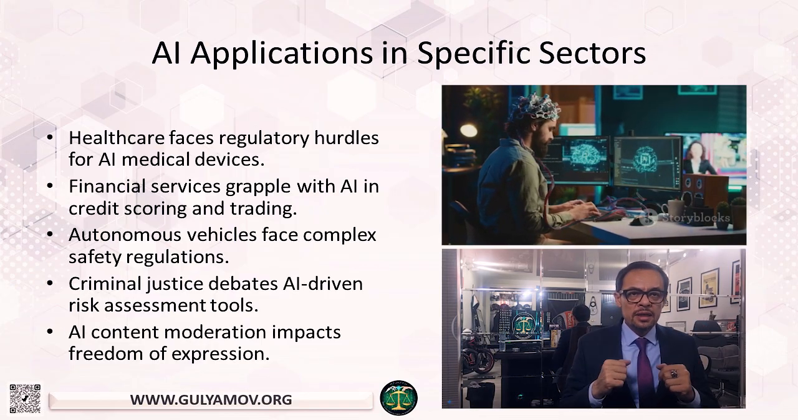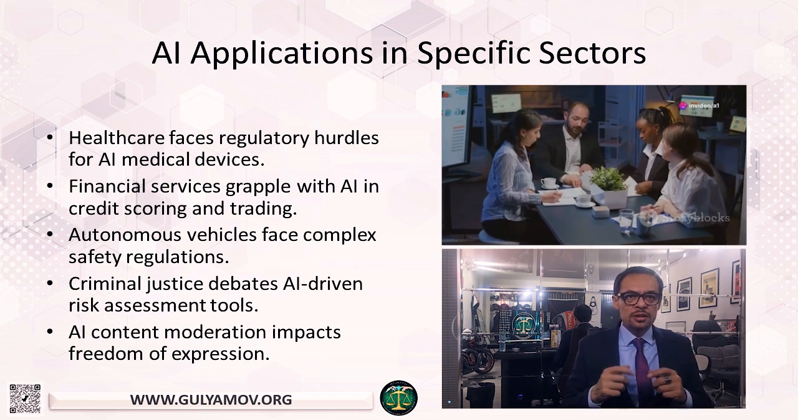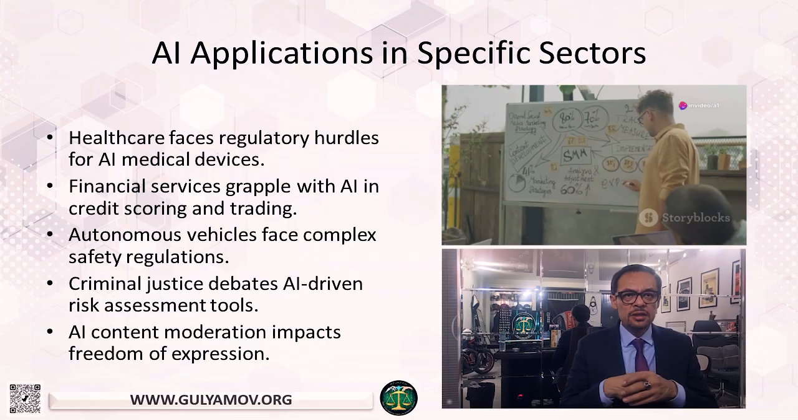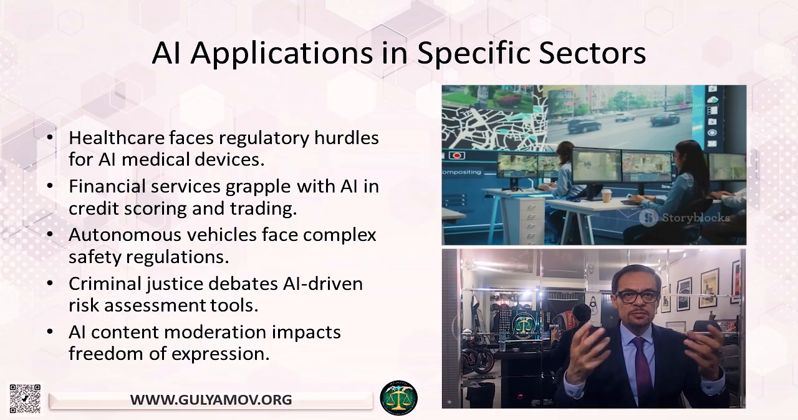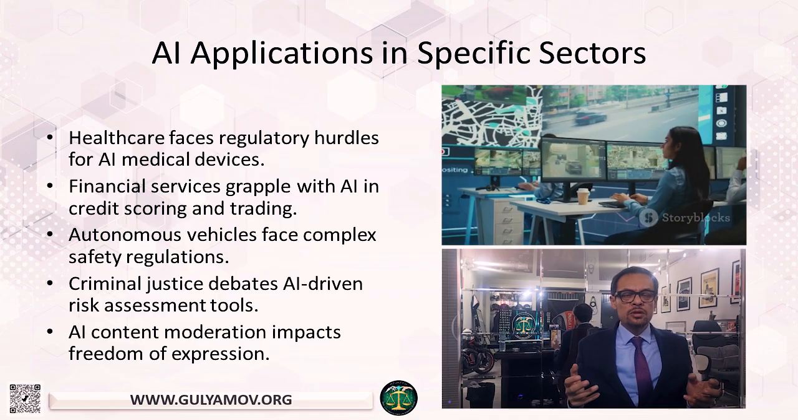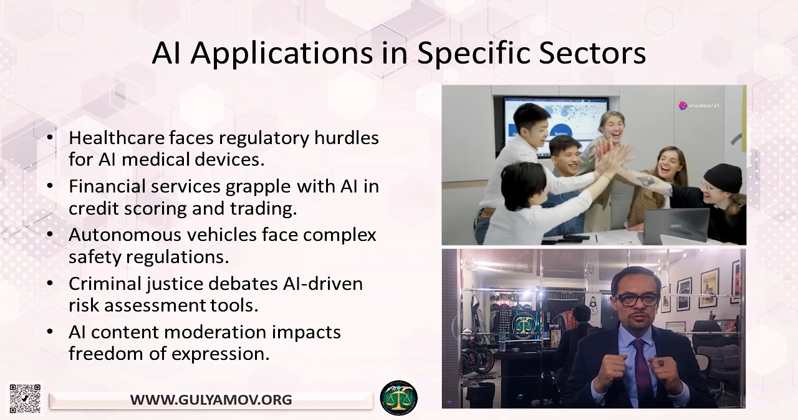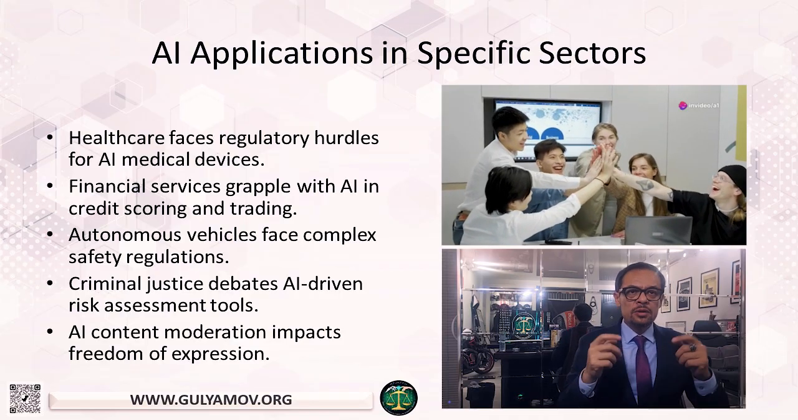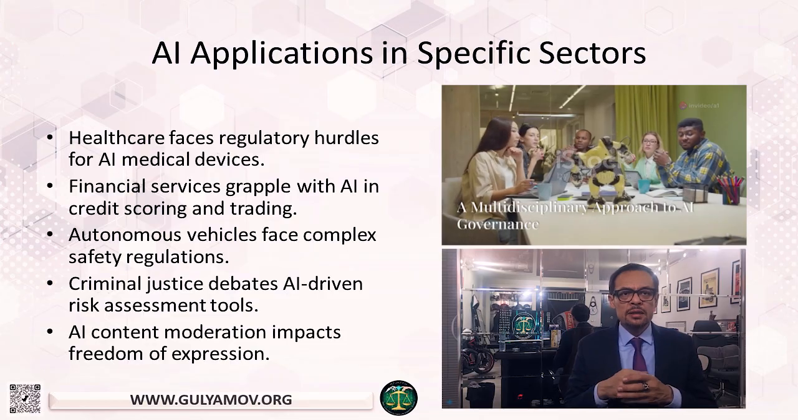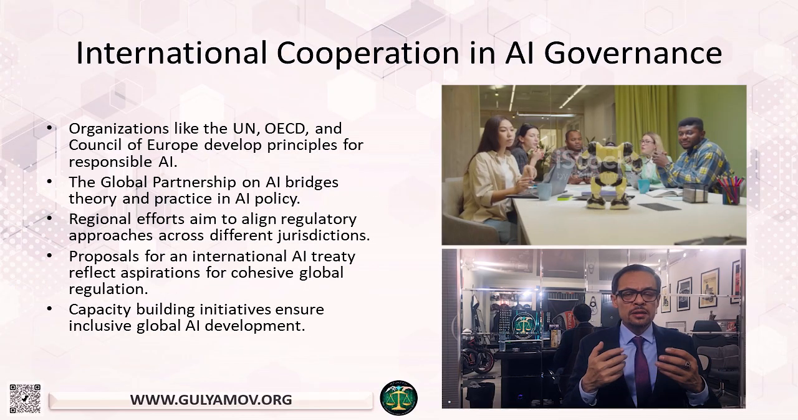In criminal justice, the use of AI-driven risk assessment tools sparks heated debates on bias and due process. Content moderation powered by AI algorithms raises concerns about freedom of expression in the digital sphere. These sector-specific challenges underscore the need for tailored regulatory approaches, each addressing unique risks and opportunities, while maintaining consistency with overarching AI governance principles.